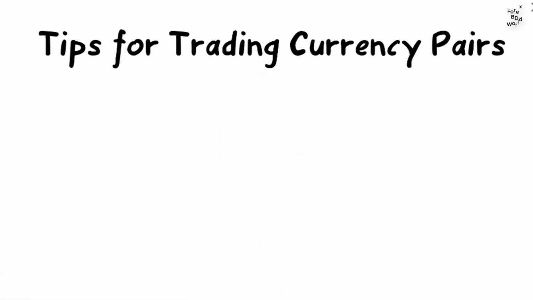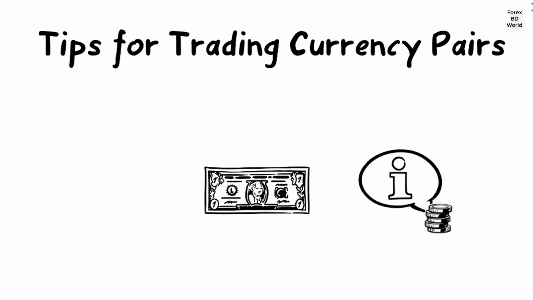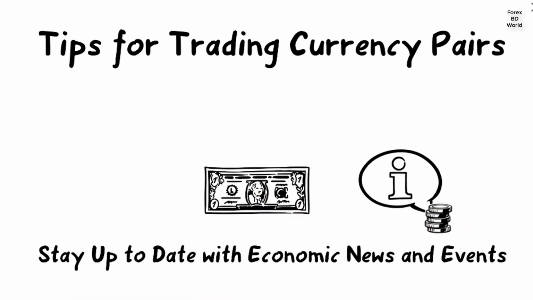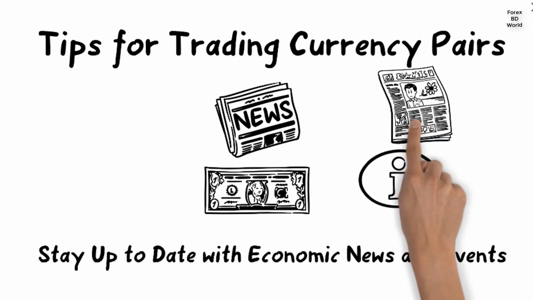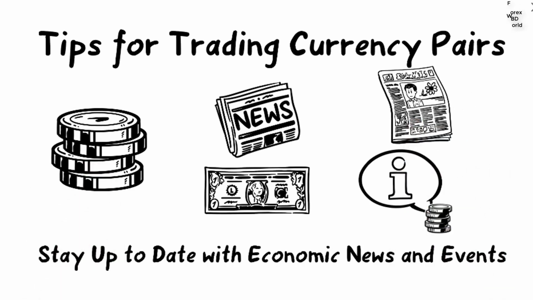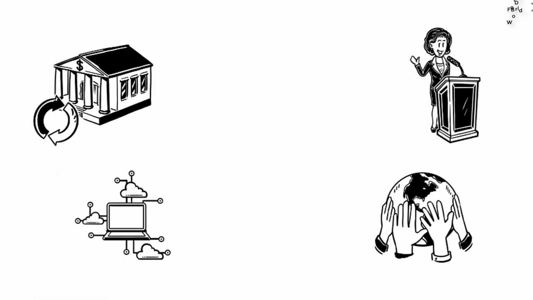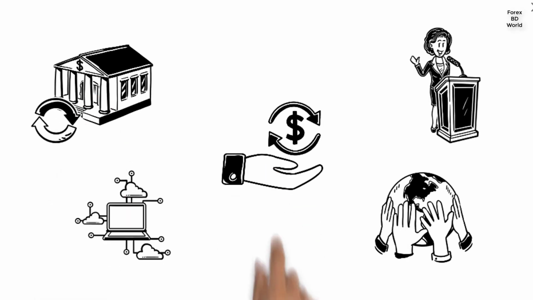Tips for trading currency pairs. Here are some valuable tips and insights for trading currency pairs in the Forex market. Stay up to date with economic news and events. Economic news and events can have a significant impact on currency pairs. It is important to stay up to date with the latest economic data releases, central bank statements, and geopolitical developments that could affect the currencies you are trading.